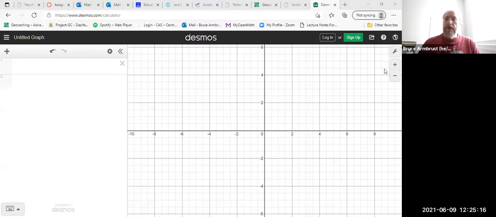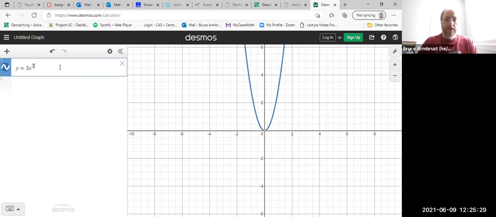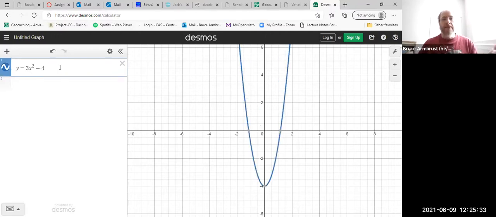All right, so we got Desmos up here. And when you want to just do regular graphs, remember what you can do with Desmos is just type in your Y equals. So you could do something like Y equals 3x squared minus 4. Right, so there's the graph of Y equals 3x squared minus 4. So super easy to do rectangular.